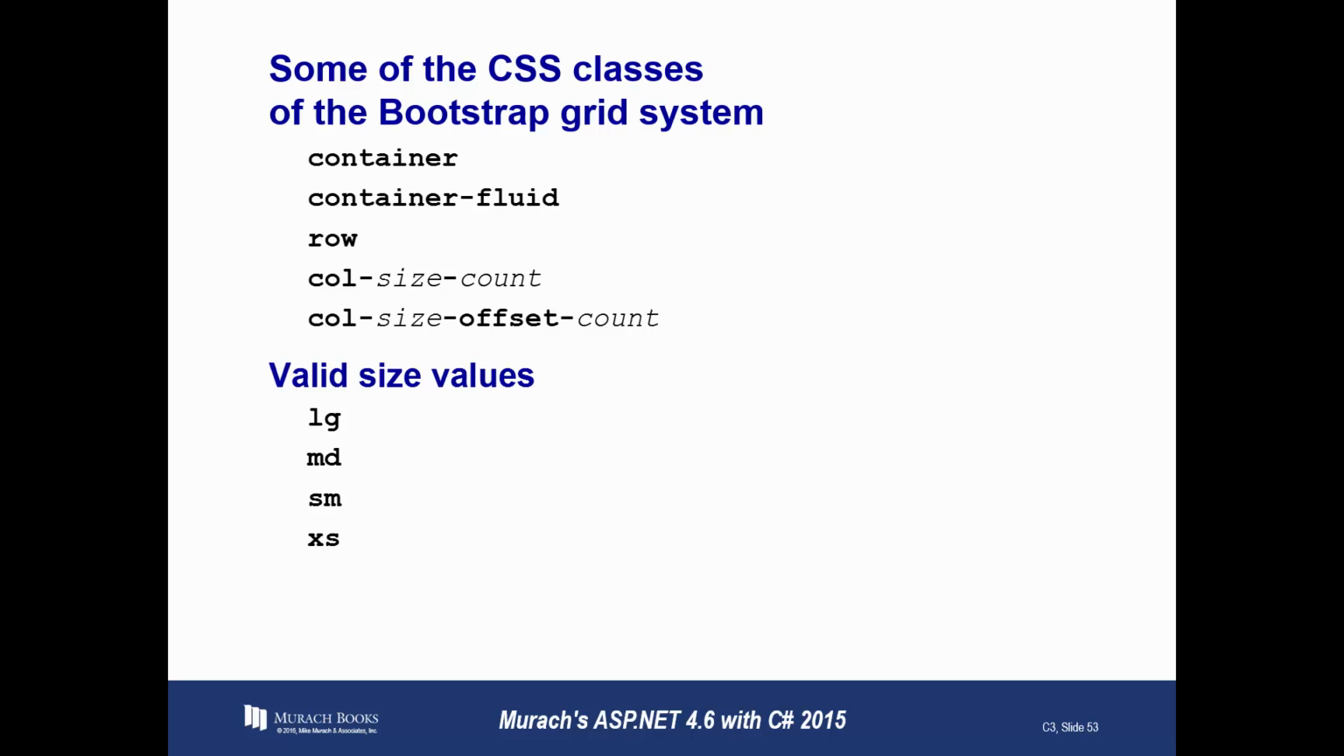The container fluid contains rows and other content. It's set to 100% of the width of the viewport. The row contains the columns inside of a container. The size count are the number of columns. Remember, it has to ideally equal 12. It can never equal more than 12. The col size offset is the number of columns an element should be moved to the right on a specified screen size. Those are the valid screen sizes or size values that are shown there. Large is for a screen with a width greater than or equal to 1200 pixels. For example, a large desktop.